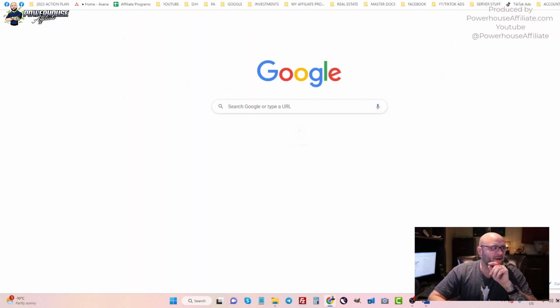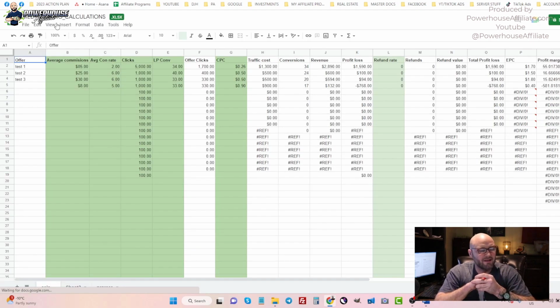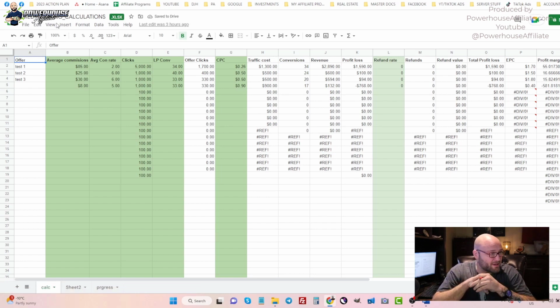Now, last thing I want to cover here quickly is something that was shared inside of our forum at Powerhouse Affiliate, and this is the media buying calculation spreadsheet that a lot of people are actually using right now. And I did a video last week that I'll pop up here on how to use this spreadsheet. But if you do the math and you figure out the payout and what the average conversion rates on these offers are and how many clicks, you can actually start planning your budget.